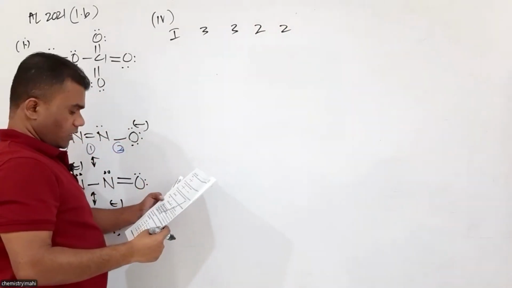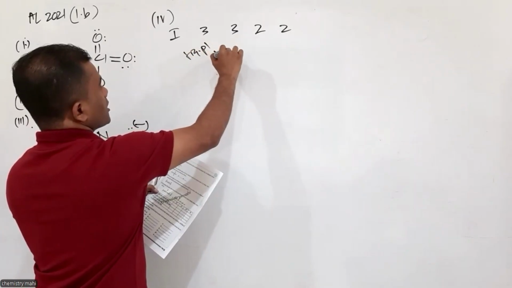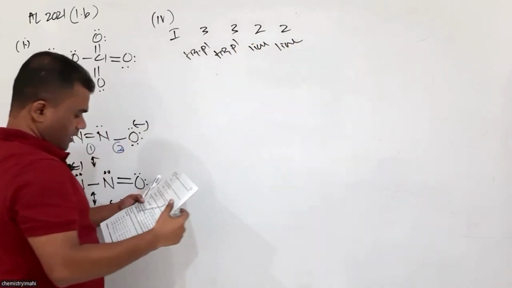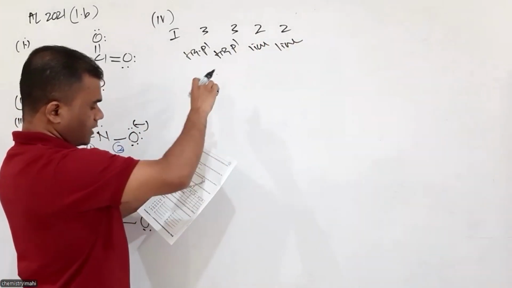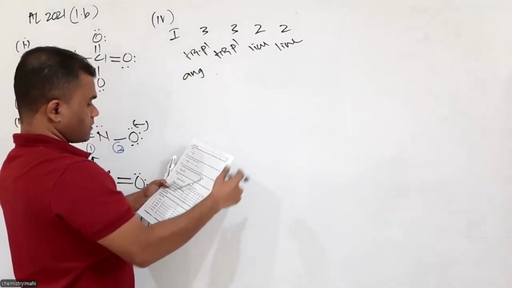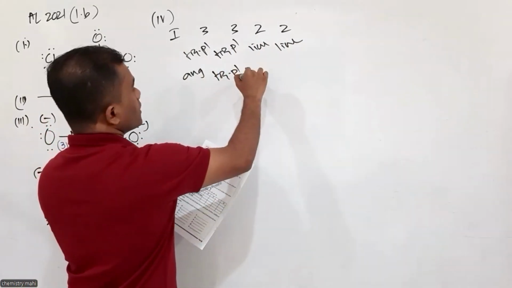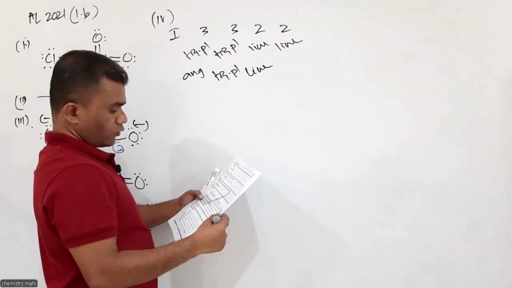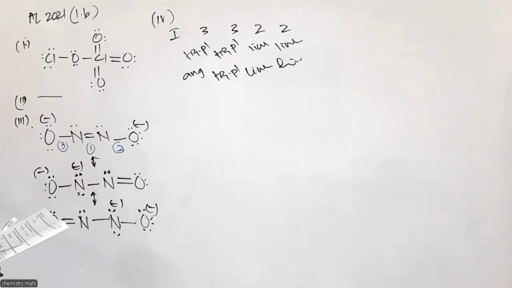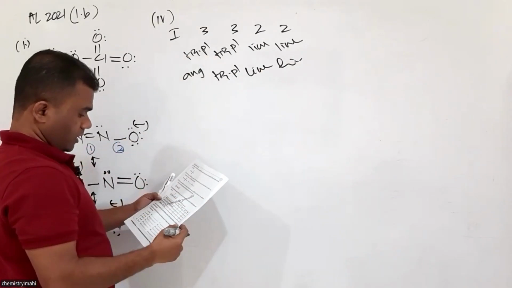3, 3, 2, 2. For electron pair geometry, they ask: 3 means trigonal planar, 3 means again trigonal planar, this is linear, this one also linear. Right? Next, the shape around this: in 2 and 1, angular. This one is 3 and 0, trigonal planar. Next one again 2, 0, linear. Next one also 2, 0, linear. Linear, no change. Only the first one changes. Shape around this, that's what we discussed.